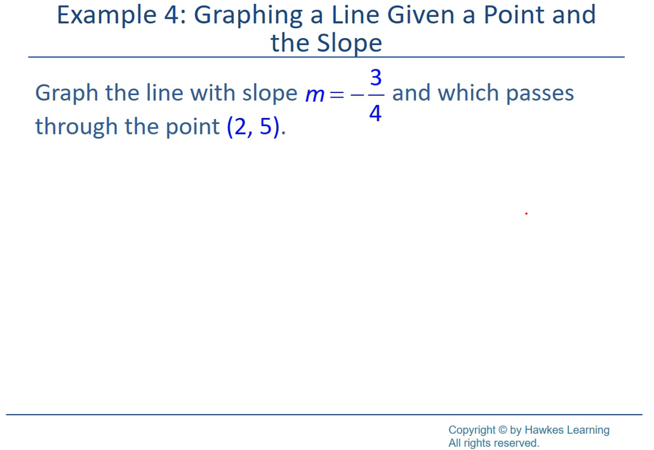Okay. Now, here they're asking us to graph a line with this slope, but that goes through this point. So the strategy of this would be, I'll try to make a nice graph here for you. Where is this point? Well, it's 2, 5, so 2, there's 1, 2, and it's going to go up 5. 1, 2, 3, 4, 5. So we put a point right there. That's where 2, 5 is.